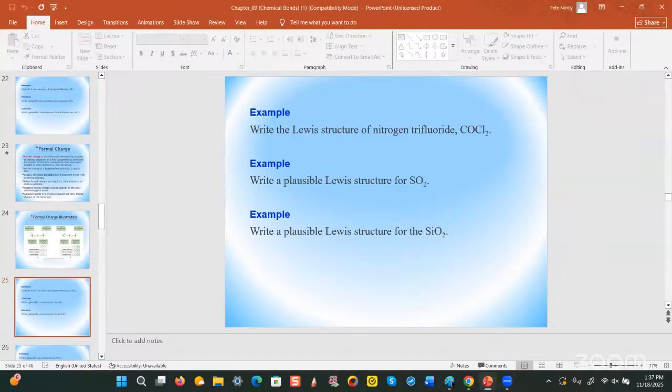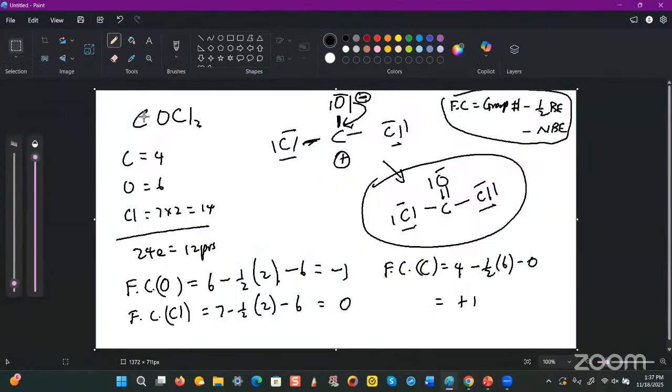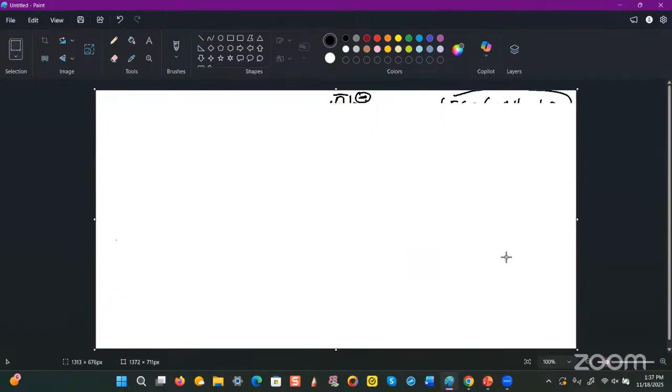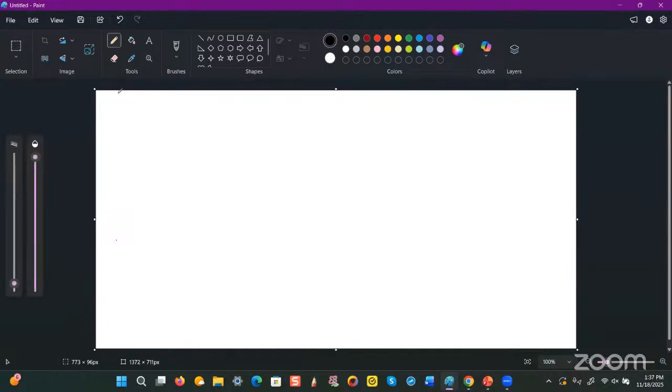So we go back to this right here and delete all of this. Okay, so what was the compound again? SO2. Okay, so sulfur dioxide. So the first step would be what? What's the first step?